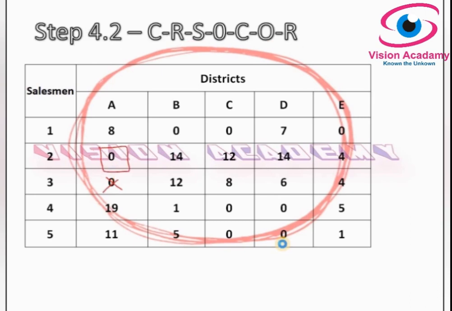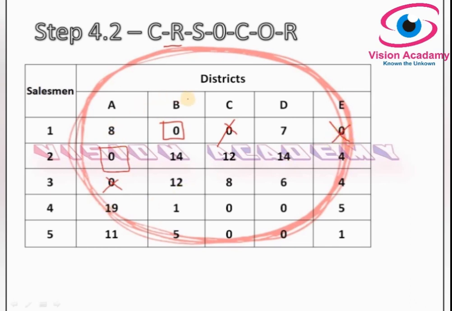Then moving to step number 4.2. In step number 4.2, you should start with columns. In the column, find the single 0, and for that single 0 give a rectangle around that 0 and cross out all other zeros in the row. So in the first column there are no zeros. In the second column there is a 0. I have given a rectangle around this, and I have crossed out all other zeros in the row.